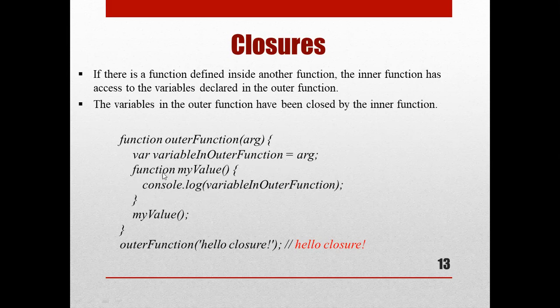After closing the body of the inner function, we are going to call the inner function, myValue, without any parameter. What does the myValue function consist of? This body, which will print the variable in the outer function, that means the argument is going to be printed. After closing the outer function, we are going to call the outer function with an argument, outerFunction with the argument hello closure, that is the string we are going to pass as the argument to the outer function. So how will this code execute?